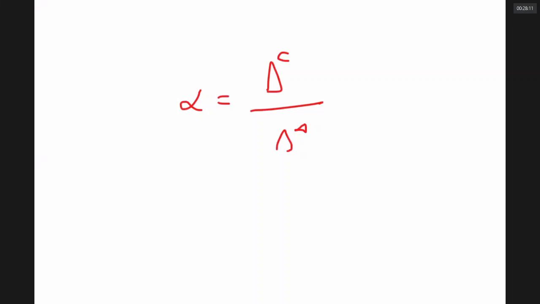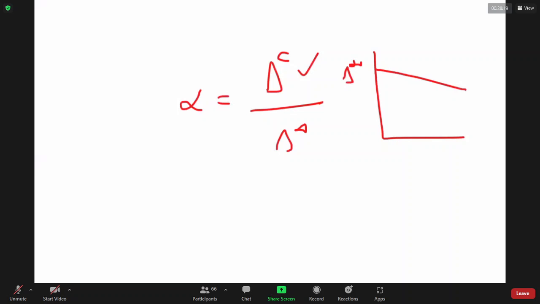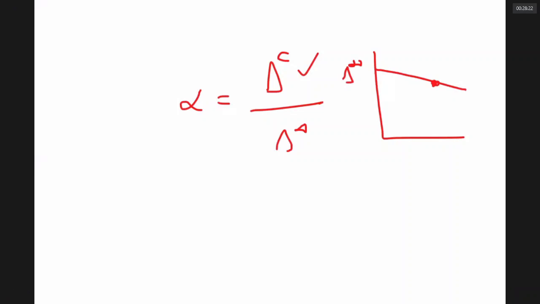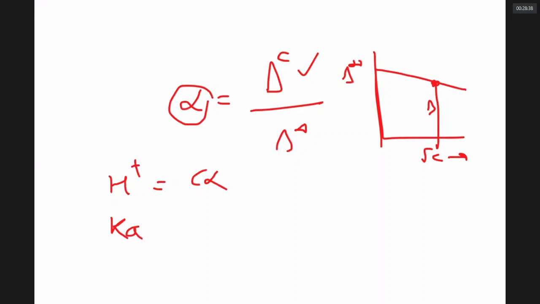So if I know the molar conductance of a given electrolyte, I can compare it with molar conductance at infinite dilution. The ratio between the molar conductance at concentration C and molar conductance at infinite dilution gives me the degree of dissociation. If I know the degree of dissociation, I can find H plus as C alpha. I can also find the acid dissociation constant as C alpha square. So knowing alpha is very, very important for making many calculations in chemistry.